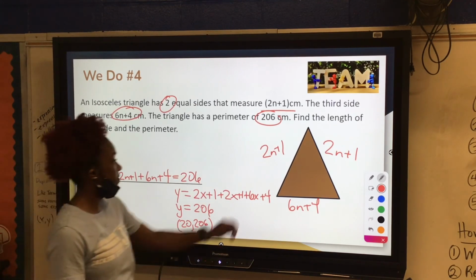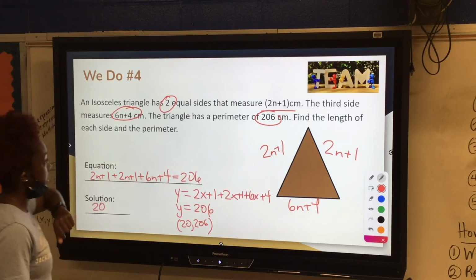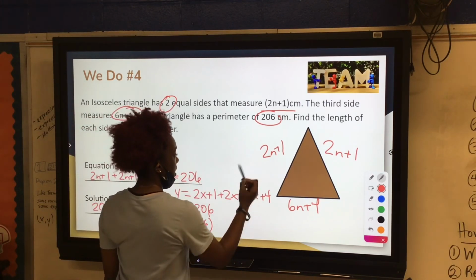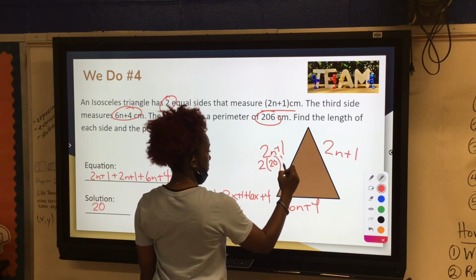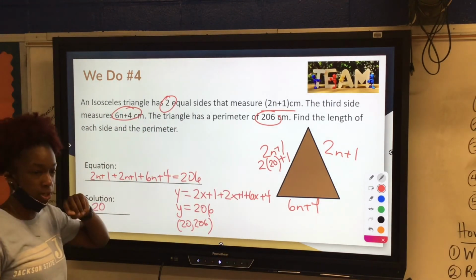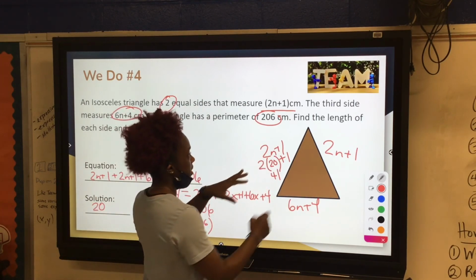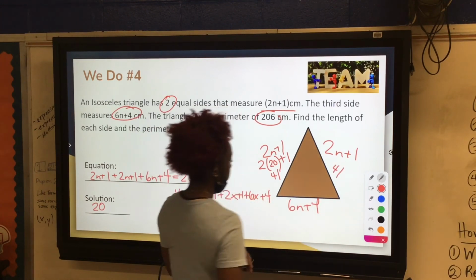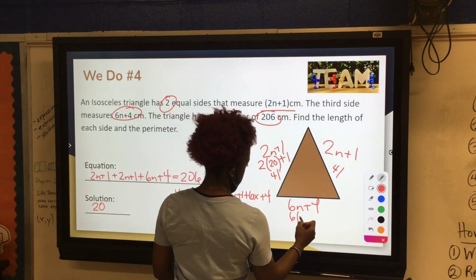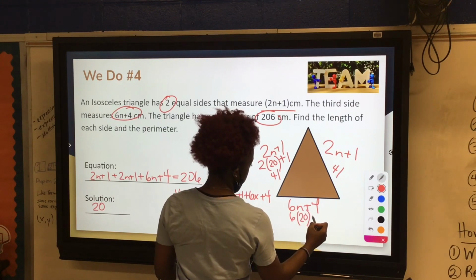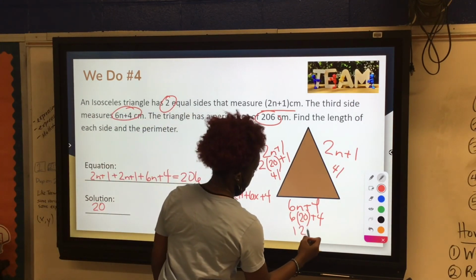But we're not done because it says find the length of each side. Okay? It says and the perimeter, but it gave us what the perimeter was. Okay? So now, if we wanted to figure out what this side is here, we have to sub in 20 for our variable. So there's 2 times 20, which is 40, plus 1 is 41. Okay? So if this side is 41 and these are the same side, then we know this side is 41. Then we have 6 times 20 plus 4. There's 120, then plus 4, 124.